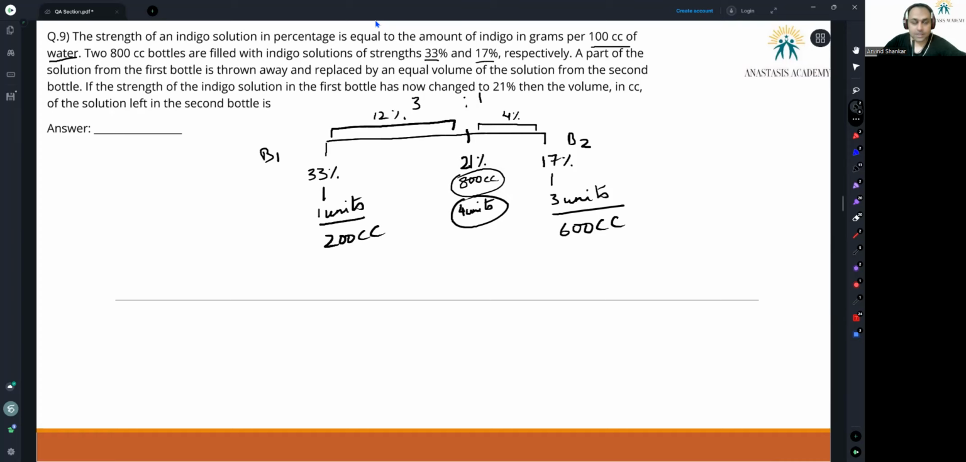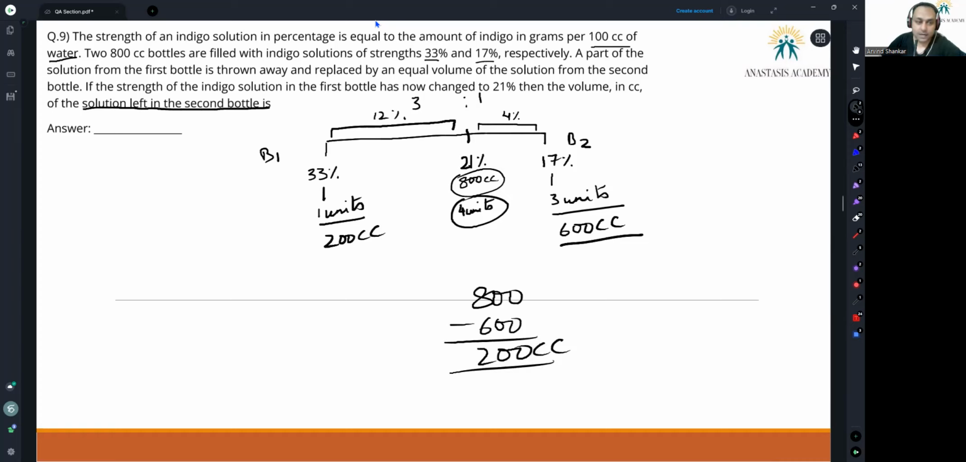Finally, what they're asking me is the solution left in the second bottle. This 600 cc is the solution that has moved from bottle 2 to bottle 1. 600 cc is the solution that has moved from bottle 2 to bottle 1. So how much remains in bottle 2? It is going to be 800 minus 600, or 200 cc is left behind. The answer to the question should be 200.